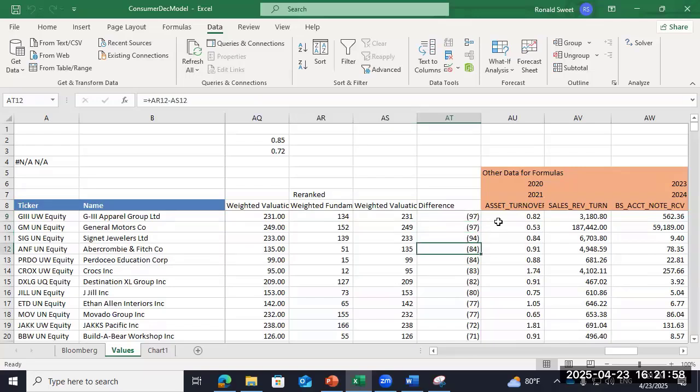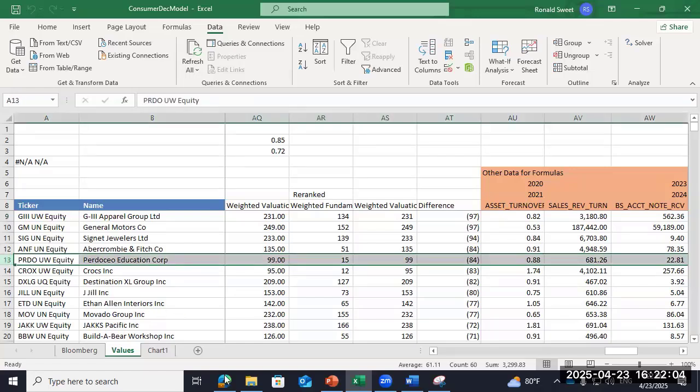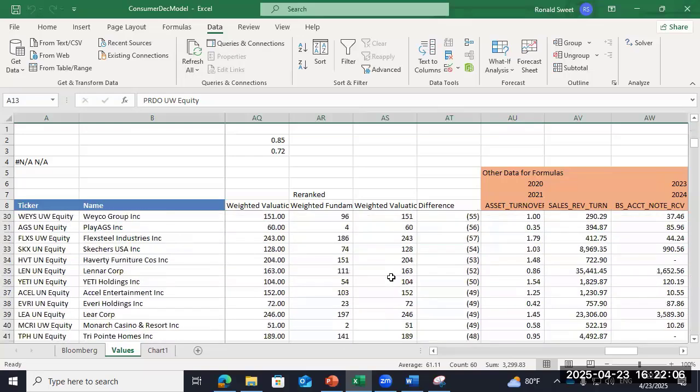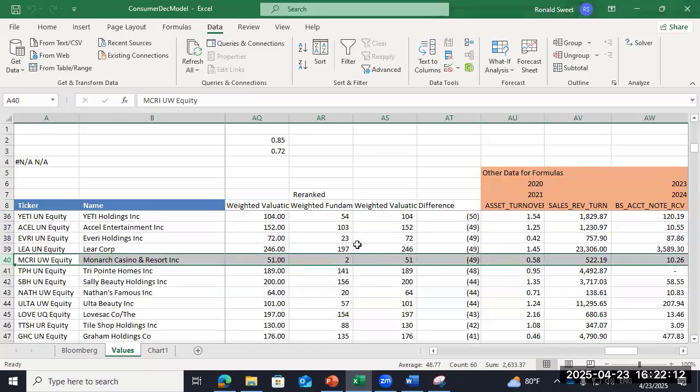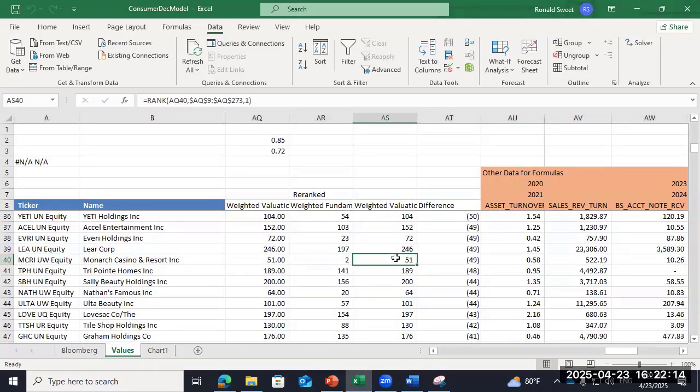So a good example is this stock right here. I don't know this company. Oh, it's education. Well, wait, let me find a better one. That one's pretty pathetic. Let's try this one. Monarch. I don't know, that's a casino. We rank it second, but it's the 51st most expensive, so it gives us a difference of 49. That might be a stock we want to purchase. I don't know what Monarch does, or what city it's in. It's probably in Vegas or someplace in Nevada. It's a casino and a resort, but my model really, really loves it. It's the second best one out there, and it's pretty cheap.